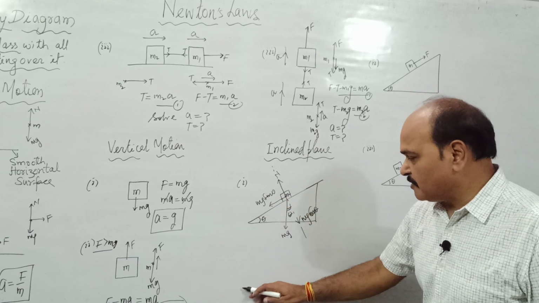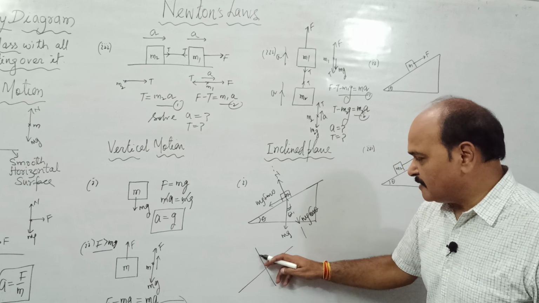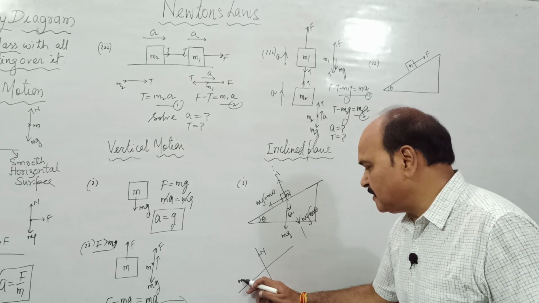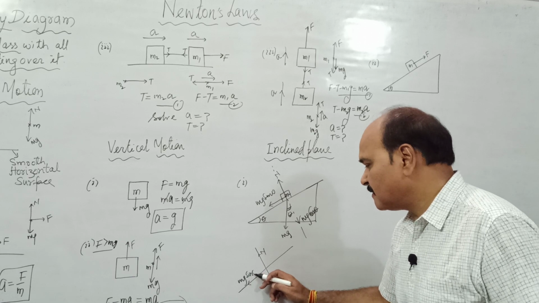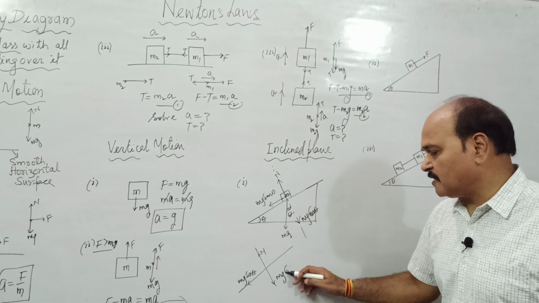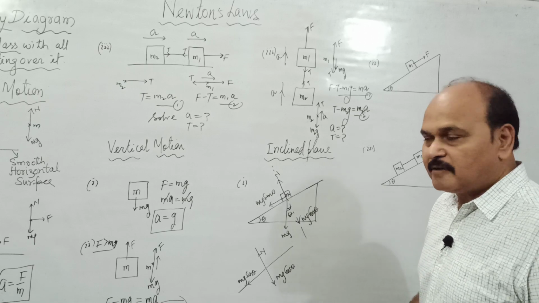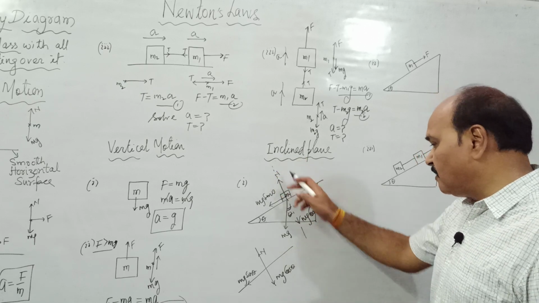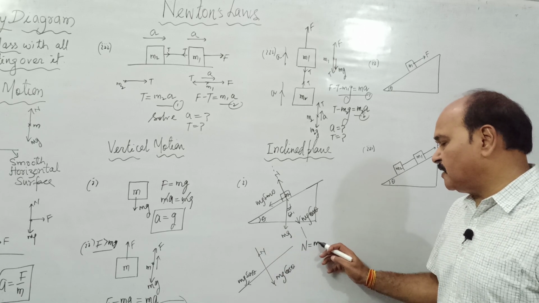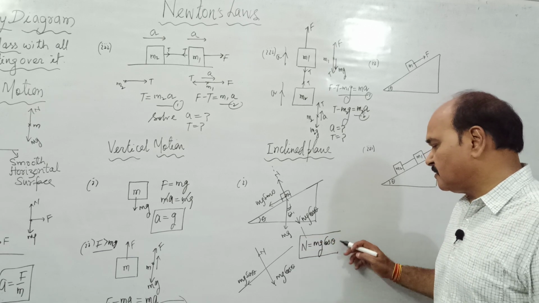Now see, the situation is like this. This is N working in this direction. This is force mg sin theta, and the force in this direction is going to be mg cos theta. These two forces are equal and opposite. If there is no motion perpendicular to the incline, that means these two forces are equal to each other. So N and mg cos theta are equal to each other. This is the value of normal reaction. They are equal and opposite, cancel each other.